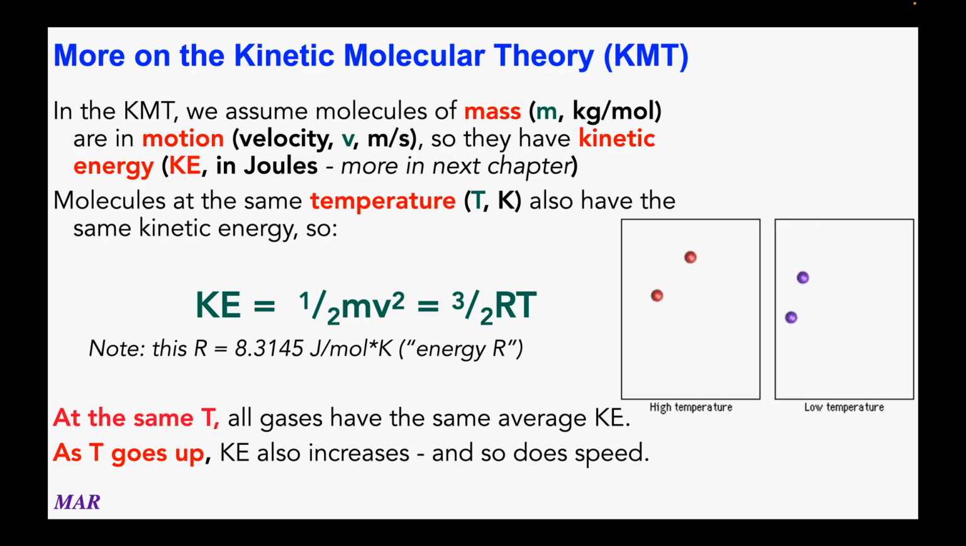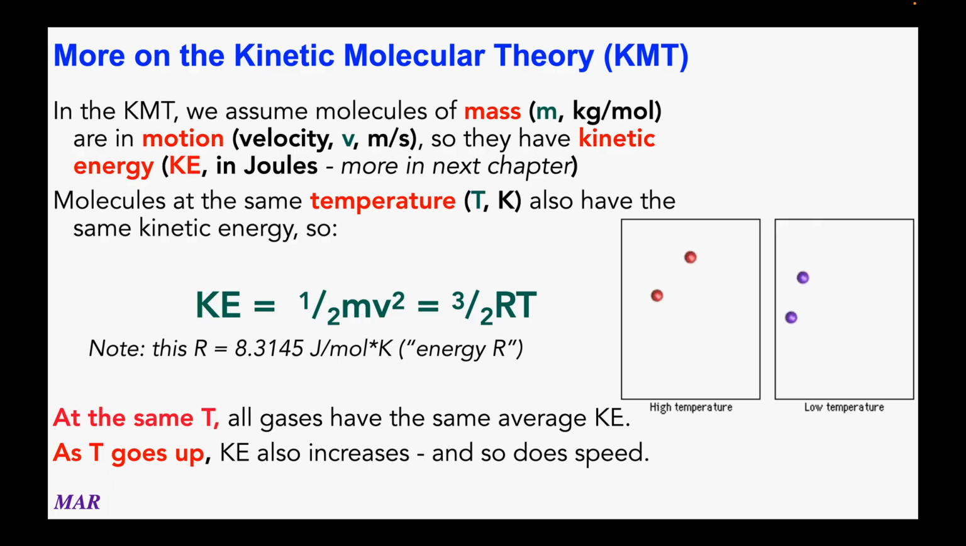But we can use these expressions to understand, first of all, that at the same temperature, all gases, doesn't matter what they are, all gases have the same energy. Temperature goes up, the energy goes up. Temperature goes down, kinetic energy goes down. However, if you have two gases that are at the same temperature, one of them will be faster than the other. Mass times velocity squared is proportional to the kinetic energy.